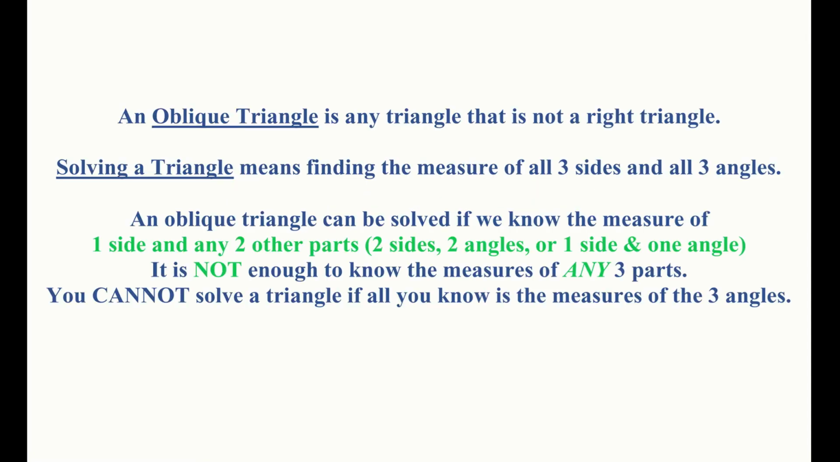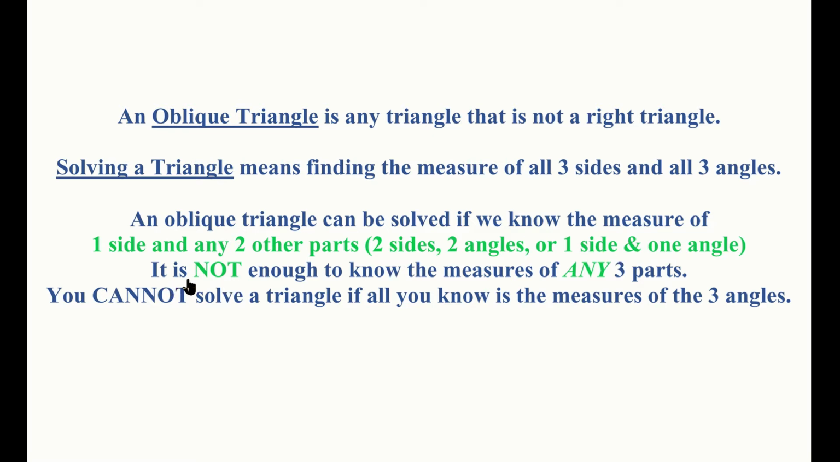The first thing we need to understand is that an oblique triangle is any triangle that is not a right triangle. And we also need to understand what solving a triangle means. As we did in the case of right triangles, it has the exact same meaning: finding the measure of all three sides and all three angles. An oblique triangle can be solved if we know the measure of one side and any two other parts. These two other parts can be two sides, two angles, or one side and one angle.